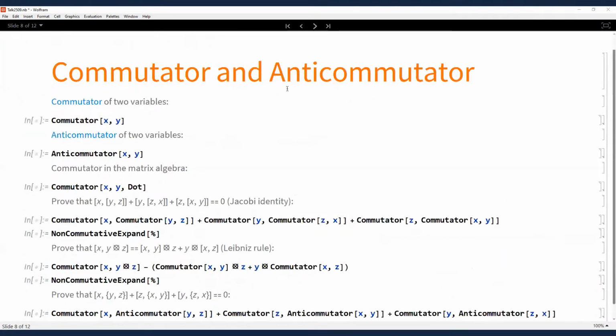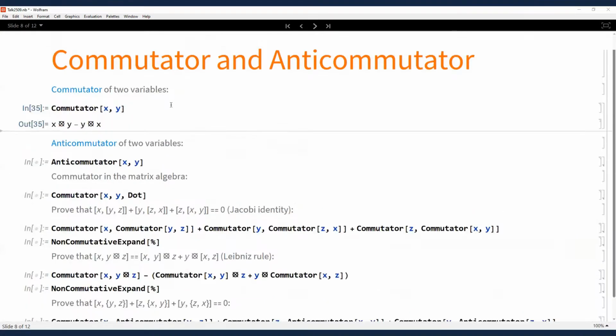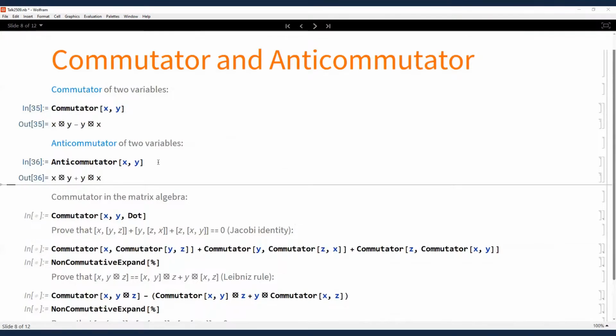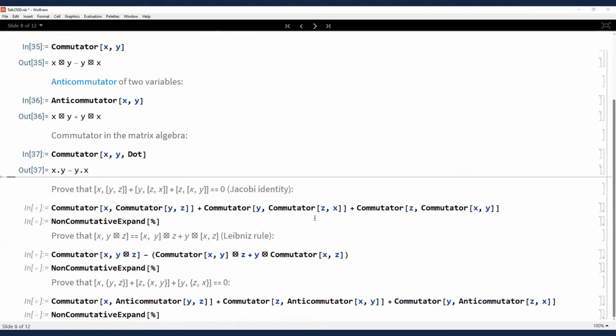Now let's show commutator and anti-commutator. So here is a commutator of two variables. By default, we use the non-commutative multiply as multiplication. This gives the anti-commutator. This gives the commutator in the matrix algebra, so we specify the algebra here. Now let's prove some commutator and anti-commutator identities. So this is the Jacobi identity.